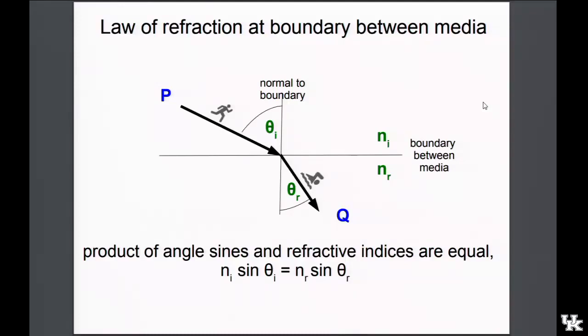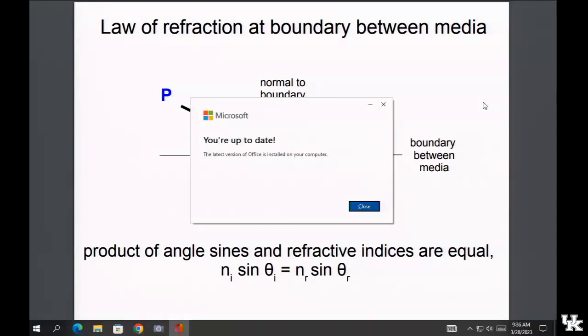The light travels faster in the lower refractive index medium. The light travels slower in the higher refractive index medium. The light is getting from P to Q as fast as possible. That's actually the basis of this law. Okay.